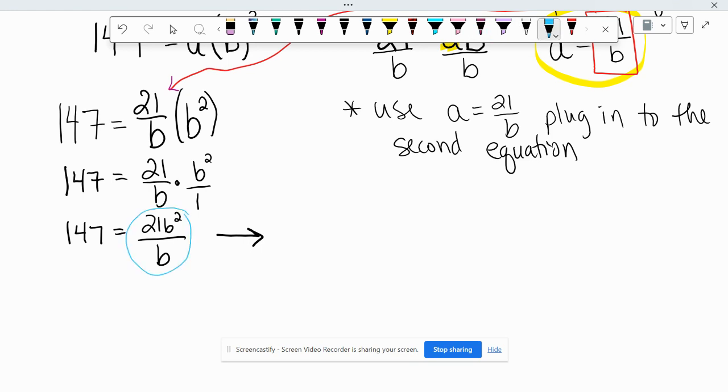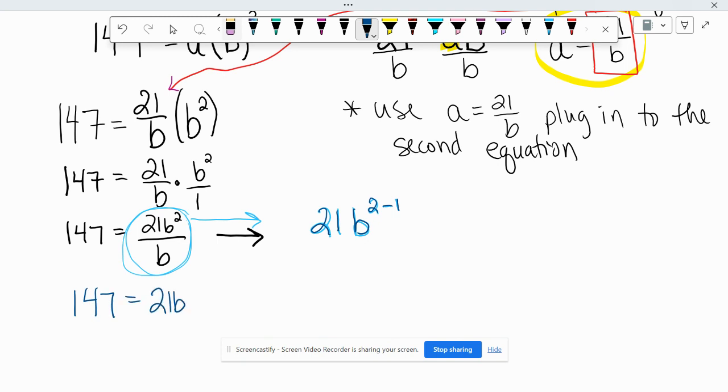Divide. So this piece that I have circled in blue is the same thing as 21b to the second power minus the first power, right? Because when you divide, remember when you divide, you subtract exponents. You guys remember that rule? When you divide, you subtract the exponents. So what is 2 minus 1? It's 1. So this really simplifies to 147 equals 21b.